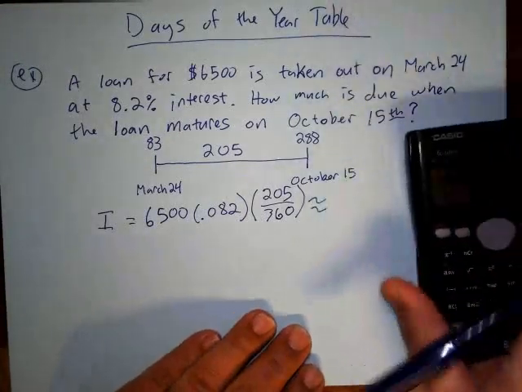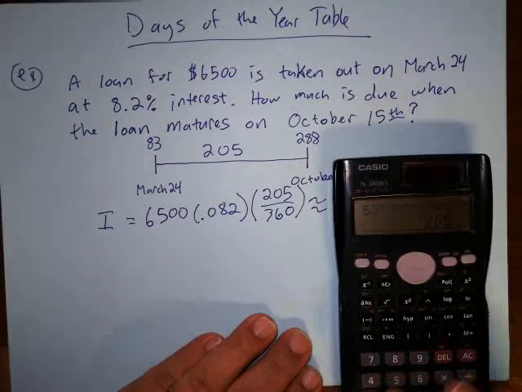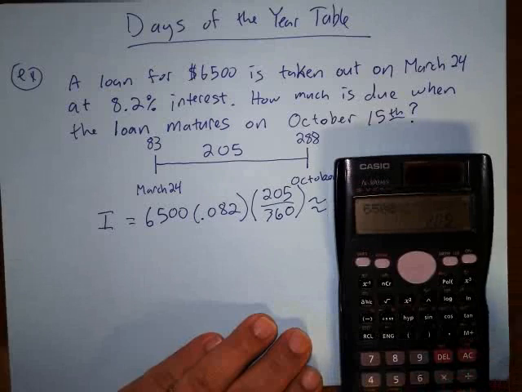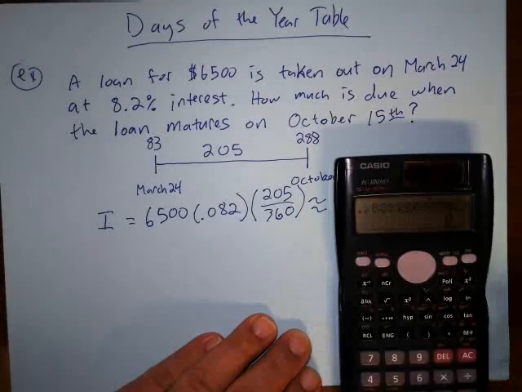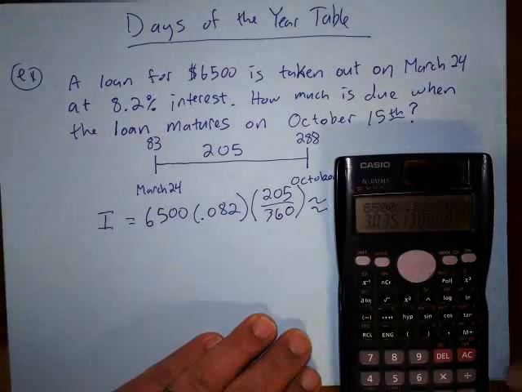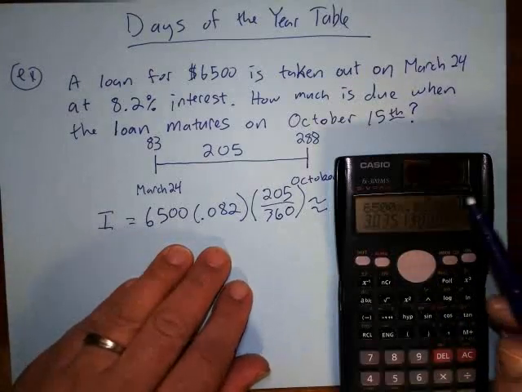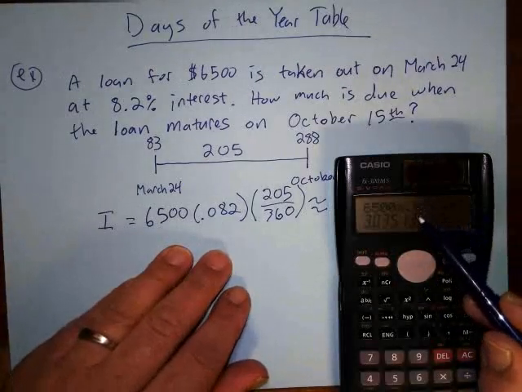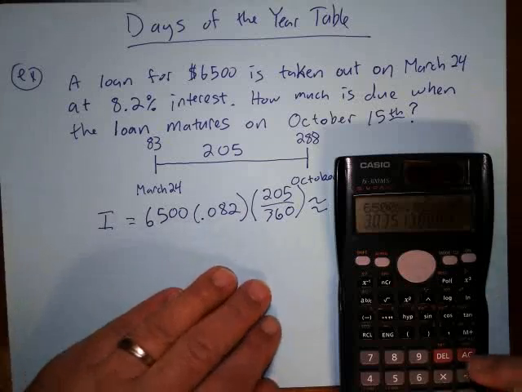Now you can calculate the interest. So 6,500 times 0.082 times 205 divided by 360. And I get, wow, that seems like a lot. Oh, I forgot a zero. See, my interest was 3,000, and that seemed way too big. But if you look, I typed that in wrong. I put 0.82 instead of 0.082.